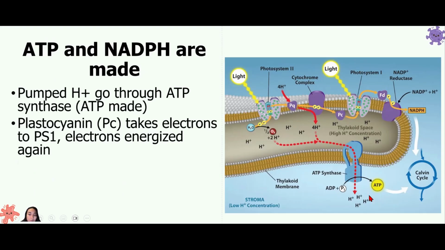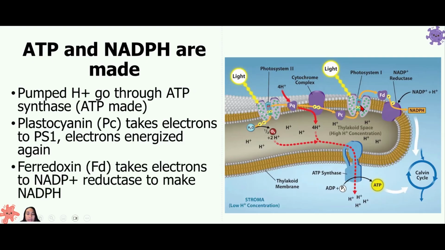So this whole process right here is very similar to cell respiration, where hydrogens are going to be pumped. Sorry, not pumped. They're going to travel through ATP synthase using facilitated diffusion, and that's going to be powering the production of ATP. And then again, the low energy electrons that are here in cytochrome complex are going to be traveling to photosystem number 1. And in photosystem number 1, they're going to be energized a second time.